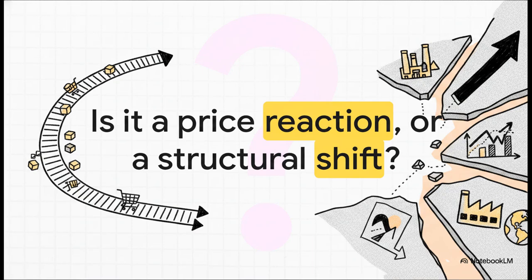Internalizing this difference is honestly the absolute key to mastering market dynamics. So the next time you see a product's availability drastically change in the real world, you now have the tools to ask the right question. Are we just sliding along a rigid track because the price changed? Or has the fundamental structural reality of the market bodily shifted? Keep that question in the back of your mind and you will be analyzing the economy like a true expert.